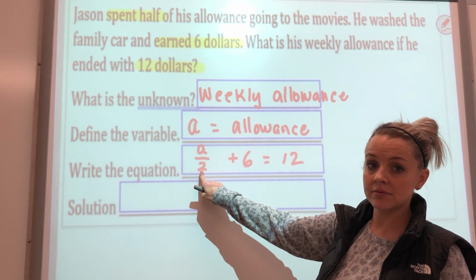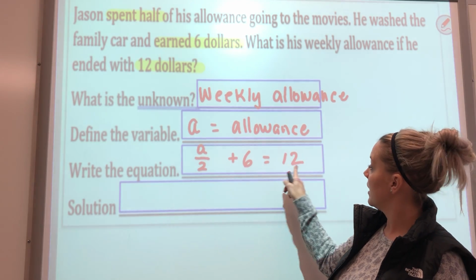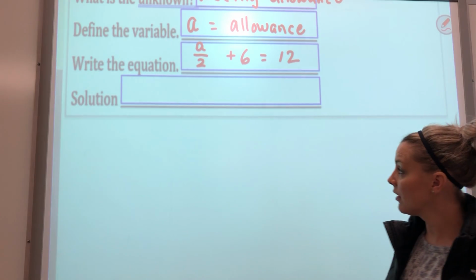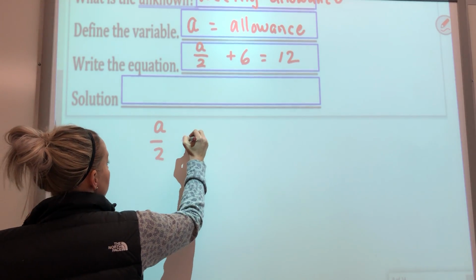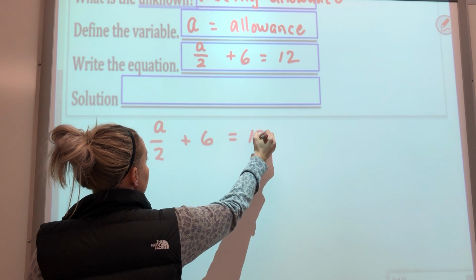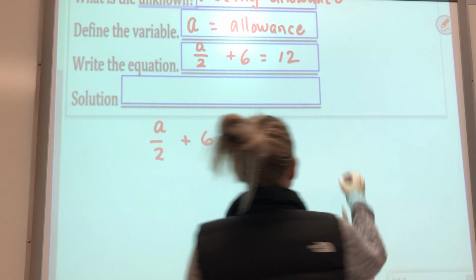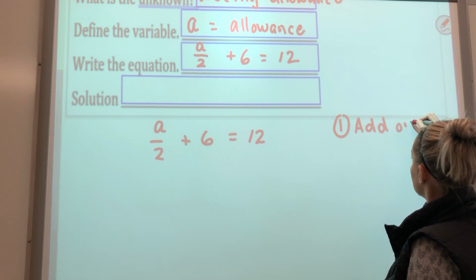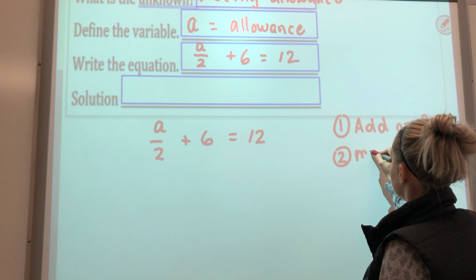Spent half, earned 6 back, ended up with 12. So we're going to take our equation, A divided by 2 plus 6 equals 12. So again, just like we talked about last week, we have to add or subtract first before we multiply and divide.